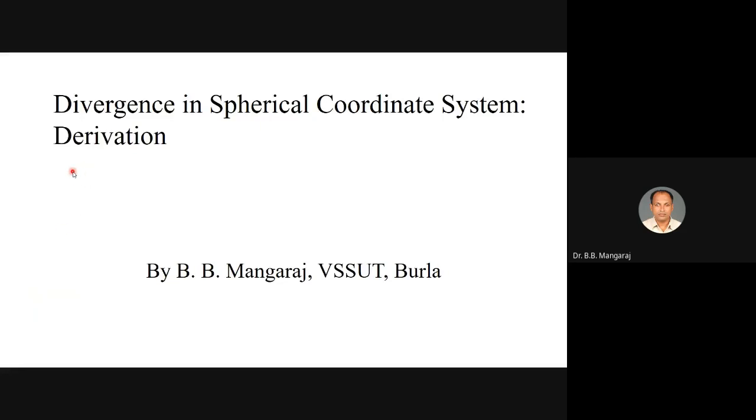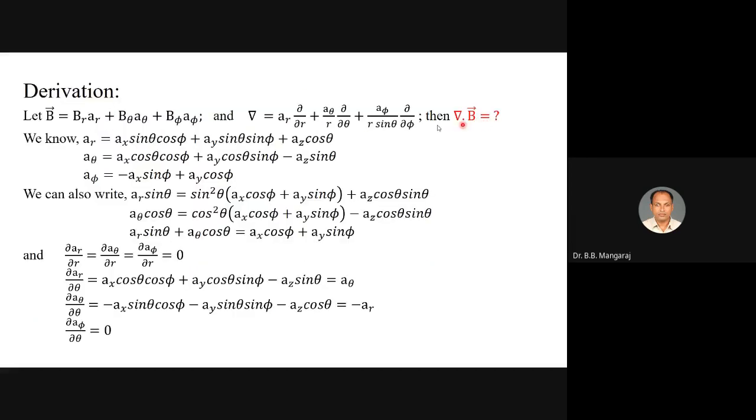In this presentation, we'll derive divergence in spherical coordinate system. Let the vector v is equal to b r a r plus b theta a theta plus b phi a phi, and vector differential operator del is equal to a r del by del r plus a theta by r del by del theta plus a phi by r sin theta del by del phi. Then the divergence of v, we can write it like del dot v.